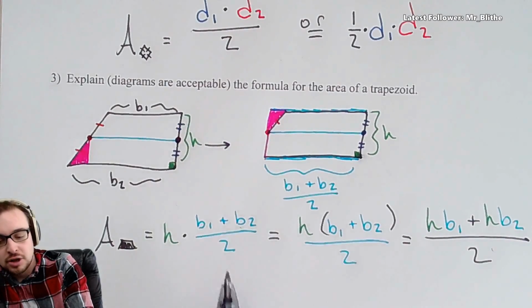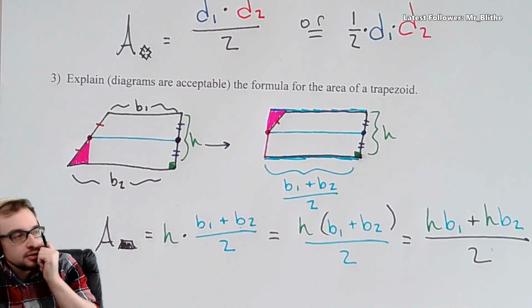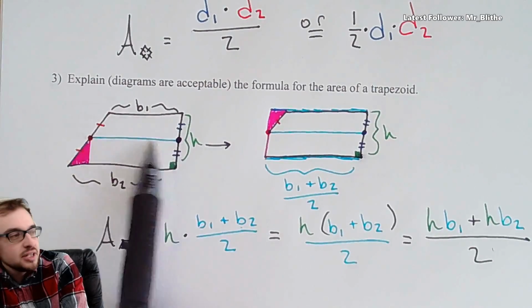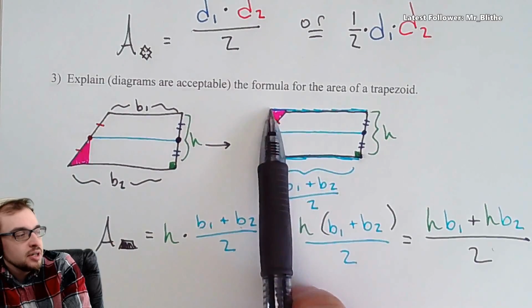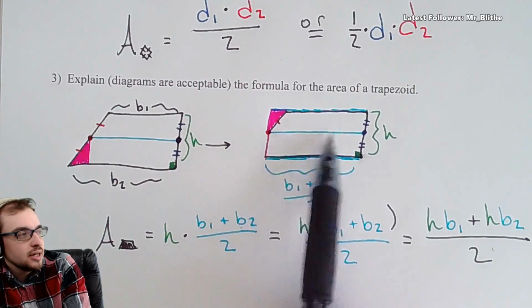So really what I want you to see is where this part comes from in the formula, right? Why do we do b1 plus b2 divided by 2? Well, it's because we're averaging base 2 and base 1 to get this length here. And the way we do that is we flip this up, and it becomes our new base, right? Our top and bottom is this blue line now.